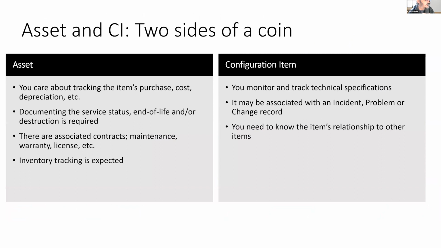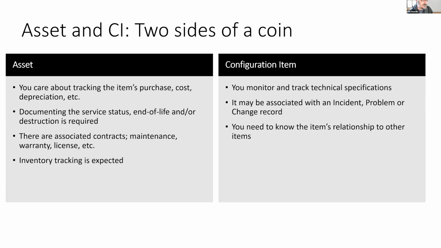If you want to think about it, an asset is something that you can kick, you can touch, you care about its purchase cost, its depreciation, the financials around it. It could be things like documenting the service status, what its end of life is, what you're going to do when that asset leaves your organization. Is it going to be destroyed? How are you going to get sensitive data off it? It has things like associated contracts, maintenance contracts, warranties, licenses in the case of software. And you're expected to be able to track inventory on that.